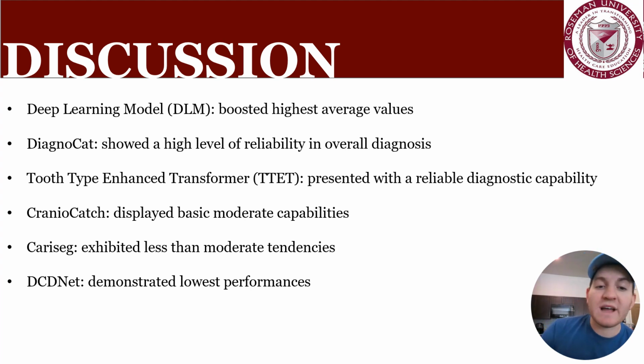This is our discussion. So we had the deep learning model, which boosted the highest average values. DynaCat showed a higher level of reliability. The two-type enhanced transformer presented with reliable diagnostic capability. The CranioCache displayed basic moderate capabilities. And lastly, the DCD-net demonstrated the lowest performance, but the CariesSeg exhibited less than moderate tendencies.